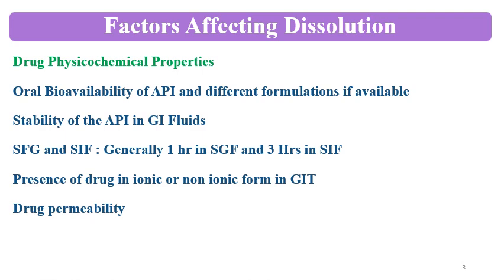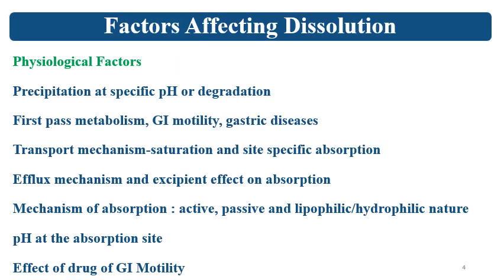Then also have a good understanding of the drug permeability. If you can get the data from the literature about the drug permeability, it should be readily available whenever you are deciding the parameters. Then factors affecting dissolution from the physiological side. As I have mentioned in the earlier slides, consider whether precipitation is happening for the API or not, whether the precipitation is happening at a specific pH or whether there is degradation at a specific pH. Then first pass metabolism, GI motility and gastric diseases. If a gastric disease is being treated with the API which you have formulated, then that gastric disease will affect GI motility and you will not have a good biorelevant fitting.